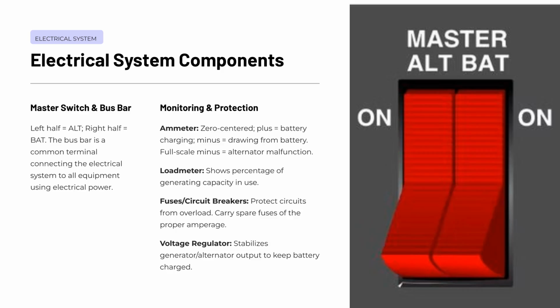Some aircraft use a load meter instead, which shows the percentage of the alternator's total generating capacity currently in use. To protect the system from overloads, fuses and circuit breakers are installed throughout the aircraft. Always carry spare fuses of the correct amperage. Substituting the wrong amperage fuse can create a fire hazard or leave a circuit unprotected. Finally, the voltage regulator automatically stabilizes the output from the generator or alternator, ensuring a consistent voltage level that keeps the battery properly charged during flight.